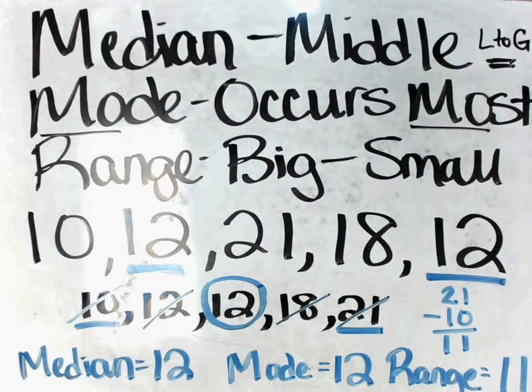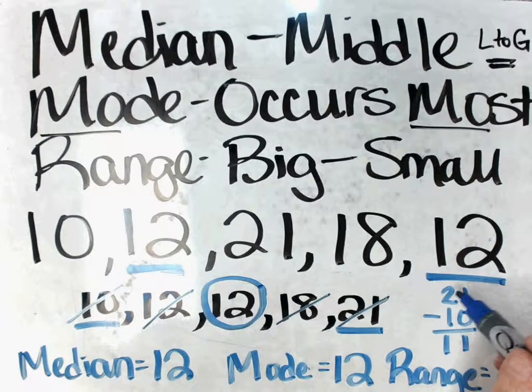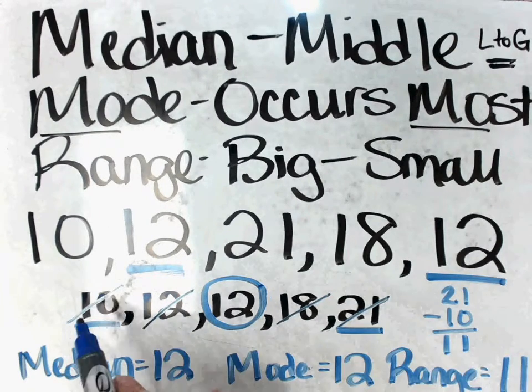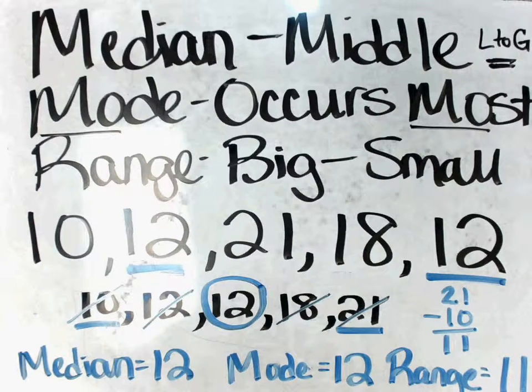So there we found our median by putting them in order least to greatest, finding the number in the middle, our mode by finding the number that was repeated the most, and then our range by subtracting the biggest minus the smallest number in the set of data. So now let's look at another one.